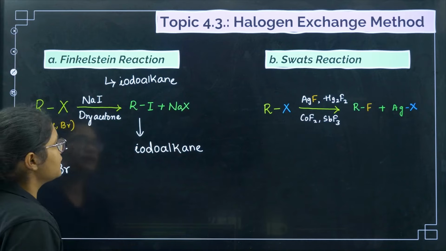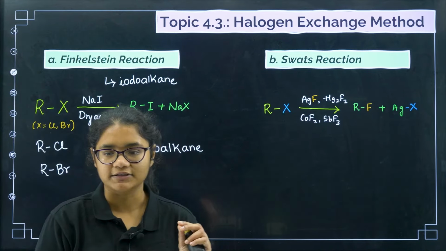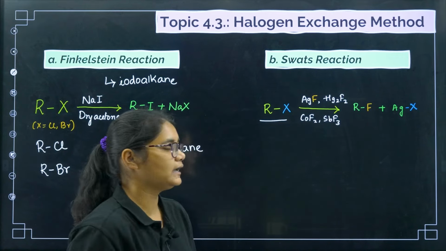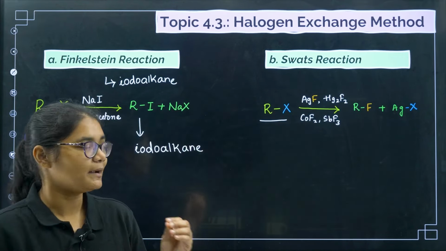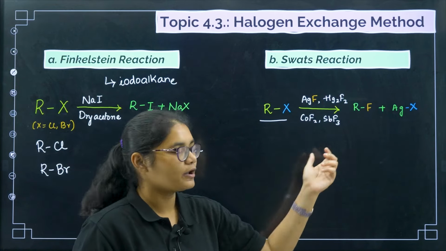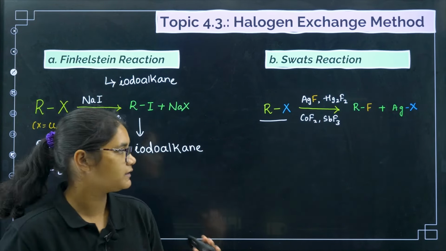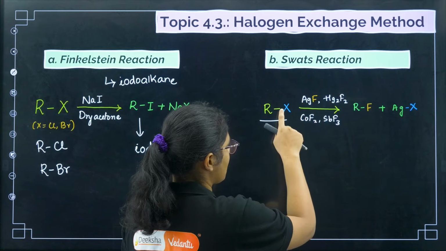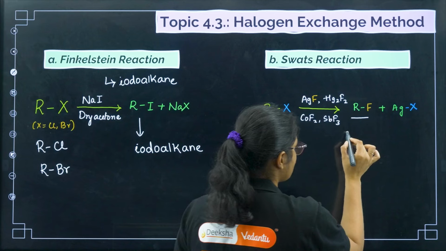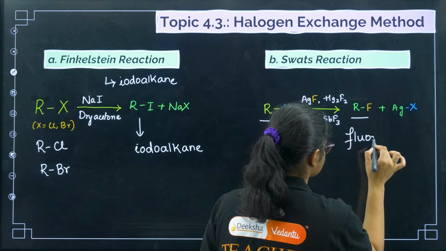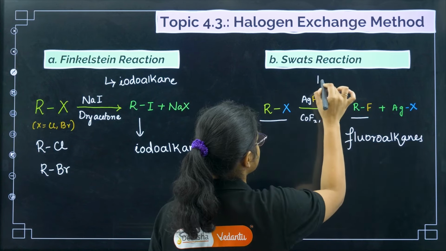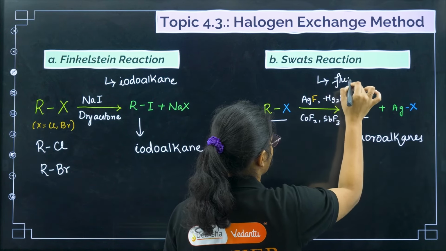Now similarly we have another reaction, that is Swarts reaction. In Swarts reaction you take RX, and then you can treat it with some metallic fluorides, like AgF, Hg2F2, CoF2 or SbF3. Now if you treat with this one, what will happen? This F will come and the metallic halides will form another, so we will get RF. So this is what? Fluoroalkanes. So I can say that Swarts reaction is for the preparation of fluoroalkanes.